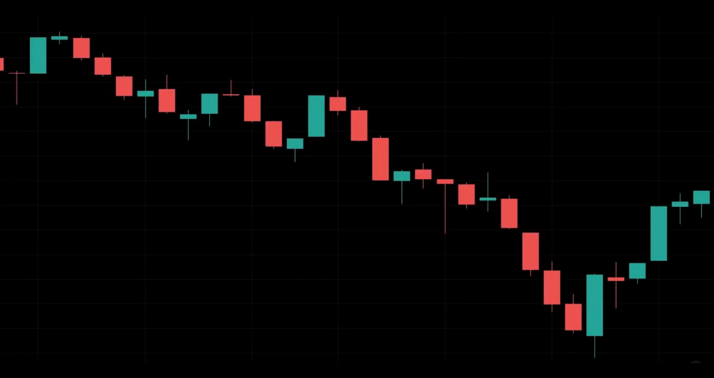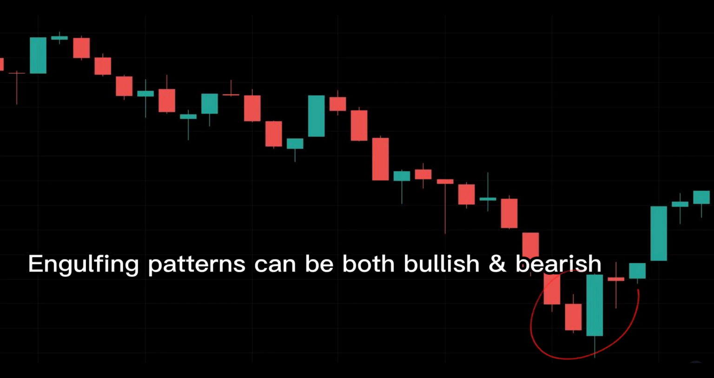The fourth topic of this video is engulfing patterns. As the name suggests, in engulfing patterns, one candle covers the other. They can be both bullish and bearish.